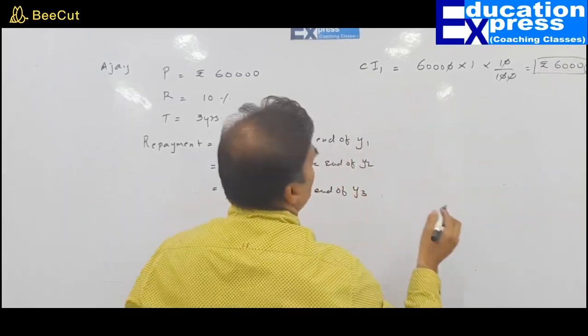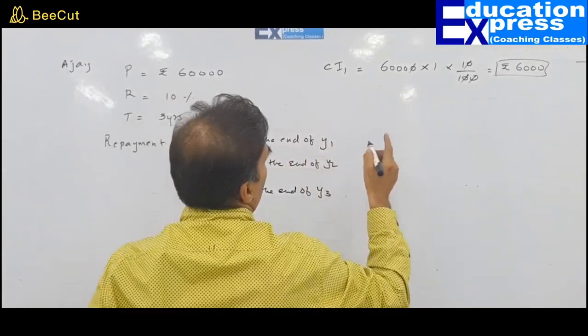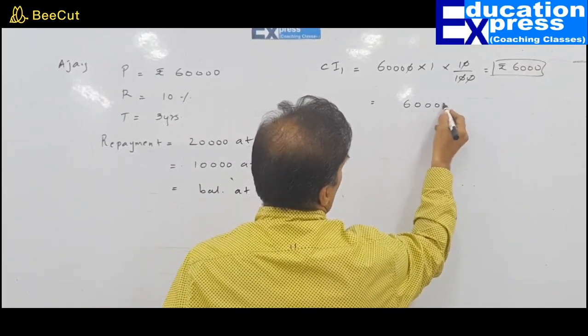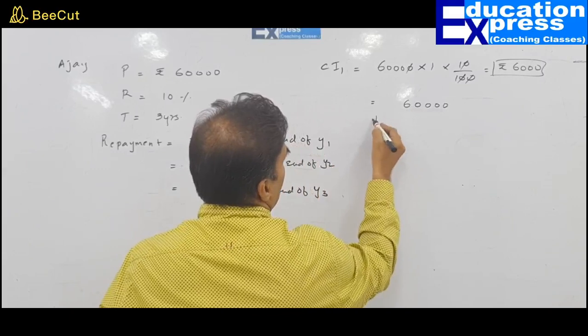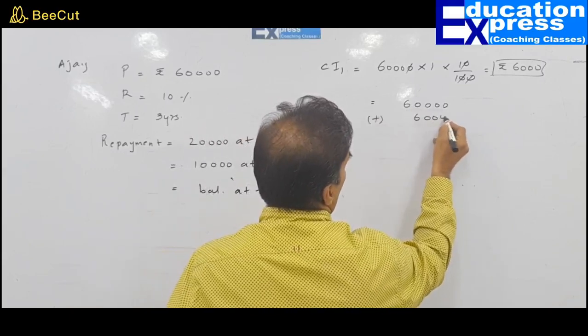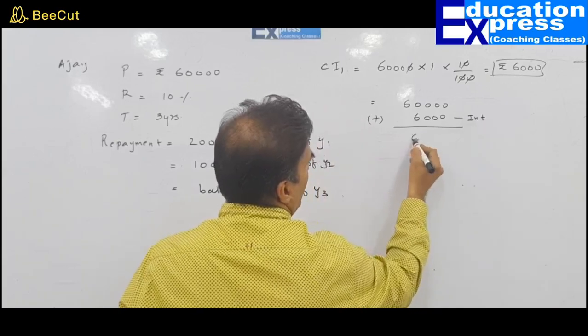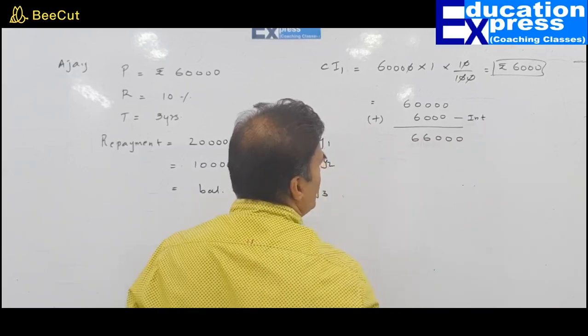So money lender will say, look Mr. Ajay, you owe me, how much do you owe me? 60,000 rupees you owe me for the loan, plus 6,000 rupees you owe me for interest. So you have to pay me 66,000 rupees.